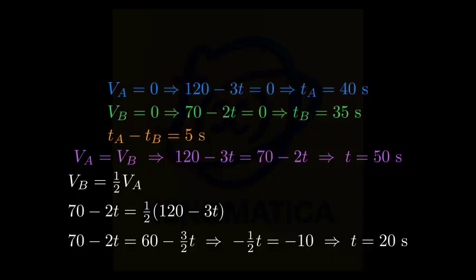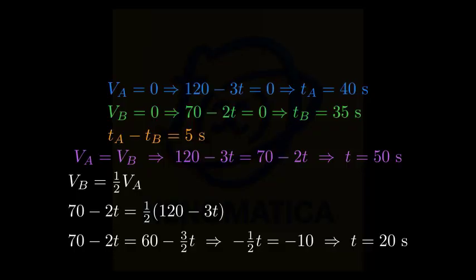Finally, find the time when V_B equals 1/2 of V_A. Set 70 - 2t = 1/2 times (120 - 3t). That simplifies to 70 - 2t = 60 - (3/2)t. Move terms to one side to get -1/2 t = -10, so t = 20 seconds.